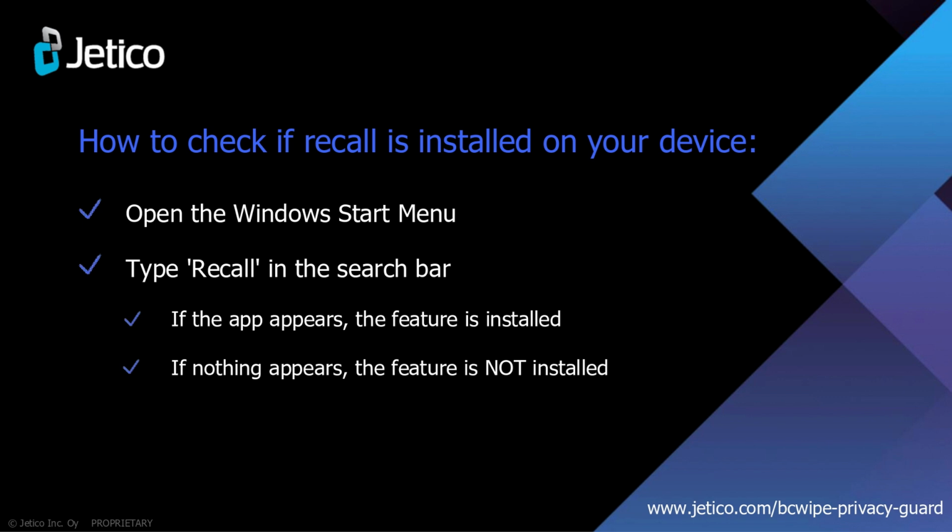To check if Recall is installed on your device, open the Windows Start menu, type Recall in the search bar. If the app appears, the feature is installed. If nothing appears, the feature is not installed.